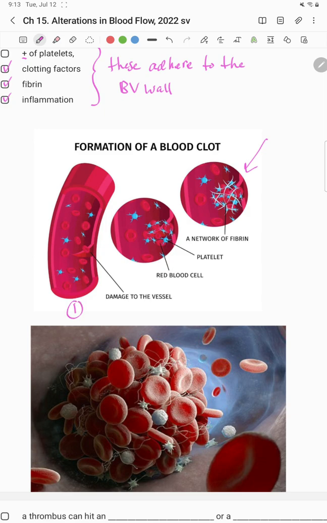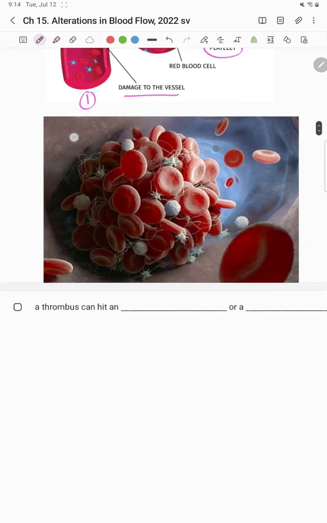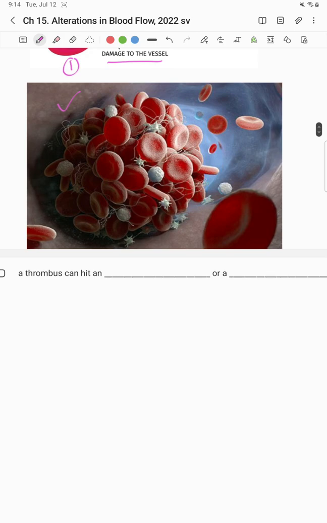So first you need an injury, you need damage. Then the body activates the platelet plug or coagulation mechanisms. So the platelets get sticky, and eventually the fibrin network is formed and starts to form a clot. Here's another picture of what a clot would look like. A thrombus can hit an artery or a vein.